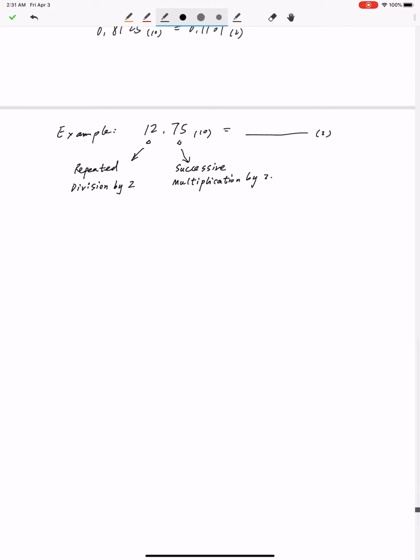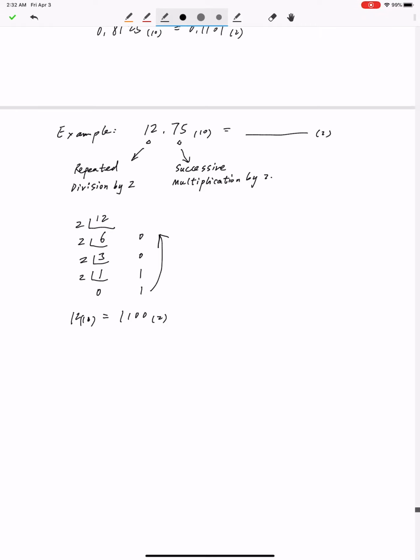Okay, let me show you how to do that. So first, for the integer part, that is 12, right? So 12 divided by 2 is 6, remainder is 0. 6 divided by 2, result is 3, remainder is 0. 3 divided by 2, result is 1, remainder is 1. And 1 divided by 2, result is 0, remainder is 1, right? So 12, reading from bottom to top, is 1100. That's the binary representation of 12.